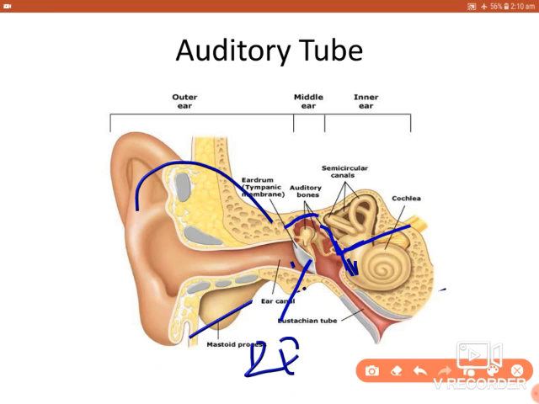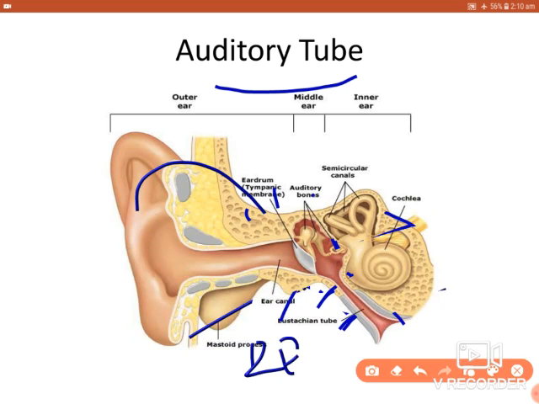The roof here is formed of the petrous part of the temporal bone. This is the temporal bone. This is the petrous part. Then in the anterior wall, there you can see opening for the auditory tube. It has a bony part and this is the cartilaginous part.